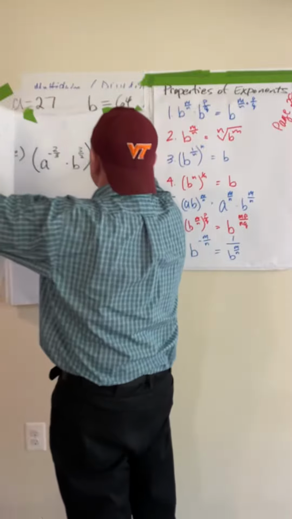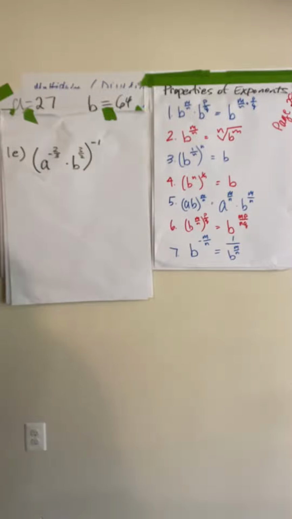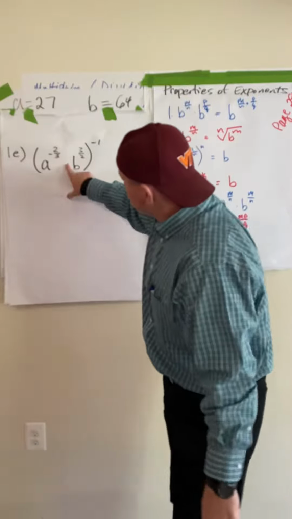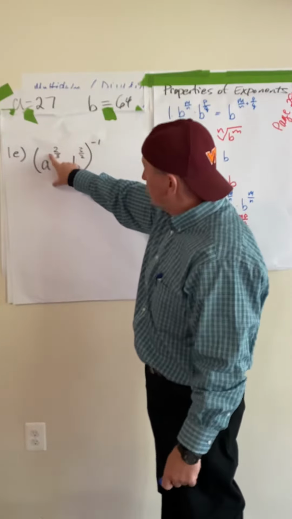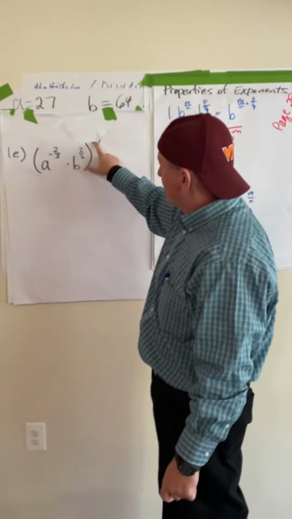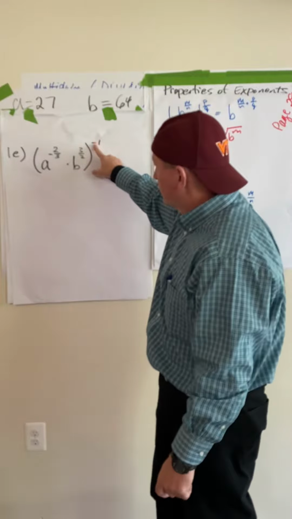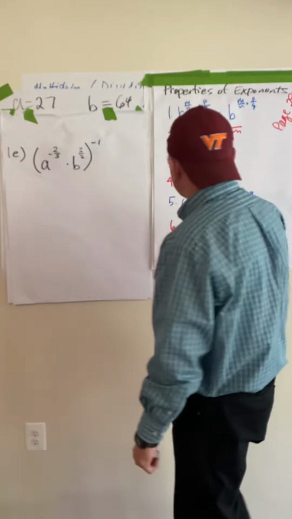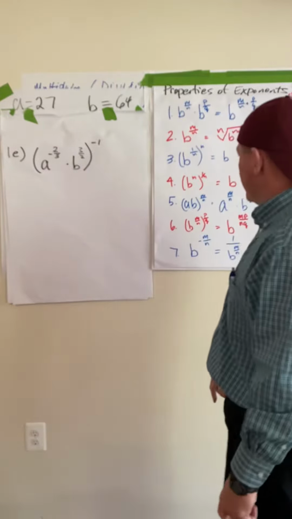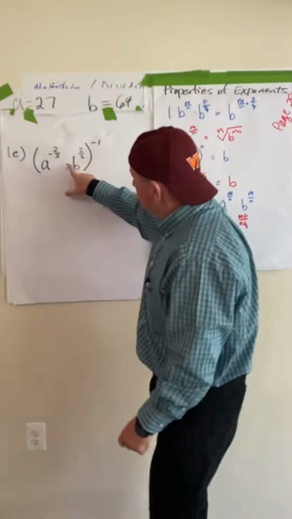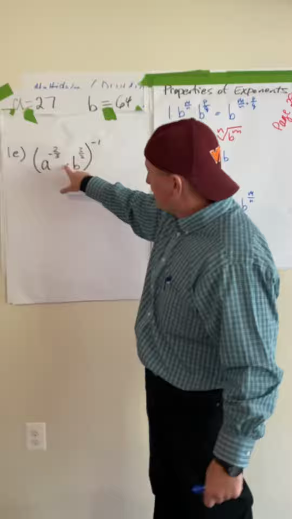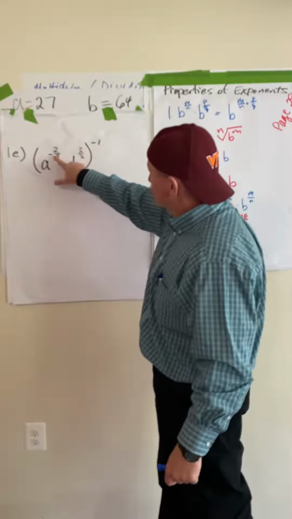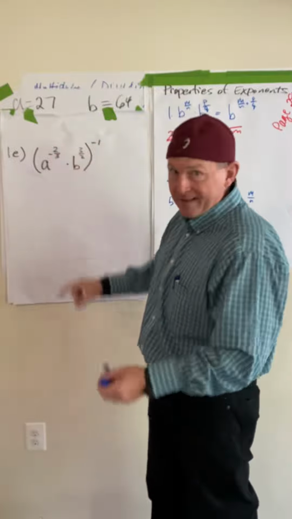Let's move on now to letter E, the next one on the page. Okay, so we got a multiplication going on in here. We got different bases from each other. We got a negative exponent. We got a positive exponent. We got a quantity to the negative 1. Well, that's multiplication right there. So what we can do is power of a product. Now, if that was addition, we couldn't do what we're about to do. But it's multiplication. So what I can do is take negative 2/3 times negative 1, and that's just 2/3.